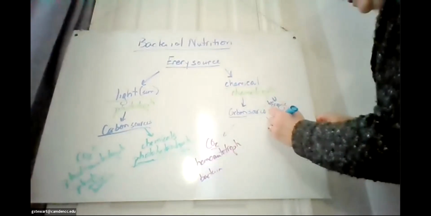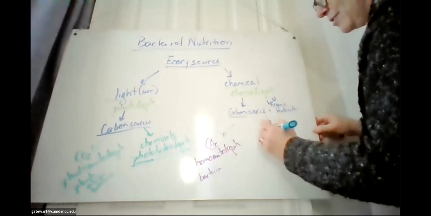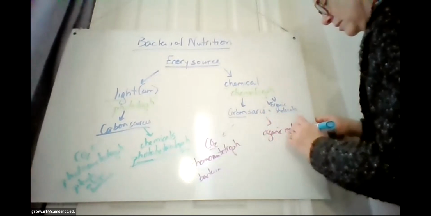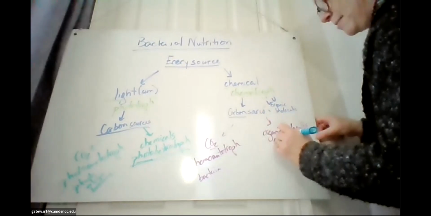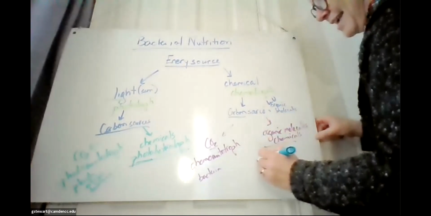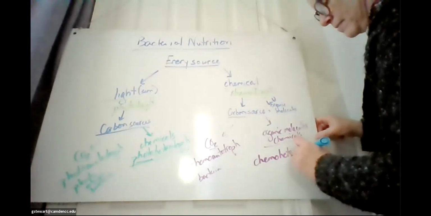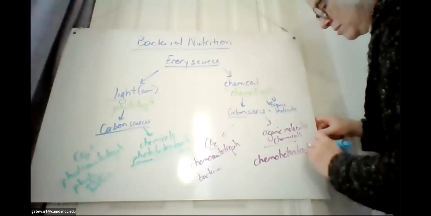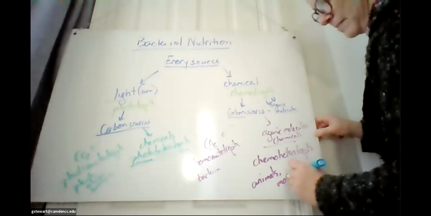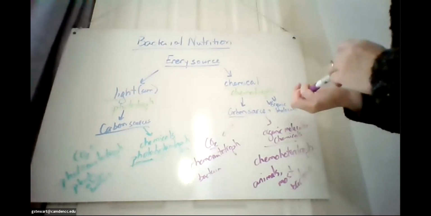And then last but not least, if you use chemicals as your energy source and your carbon source is other organic molecules, or chemicals, then we would call you a chemoheterotroph, which would be you, right? Animals and most bacteria. And of course, fungus as well fall in that category.